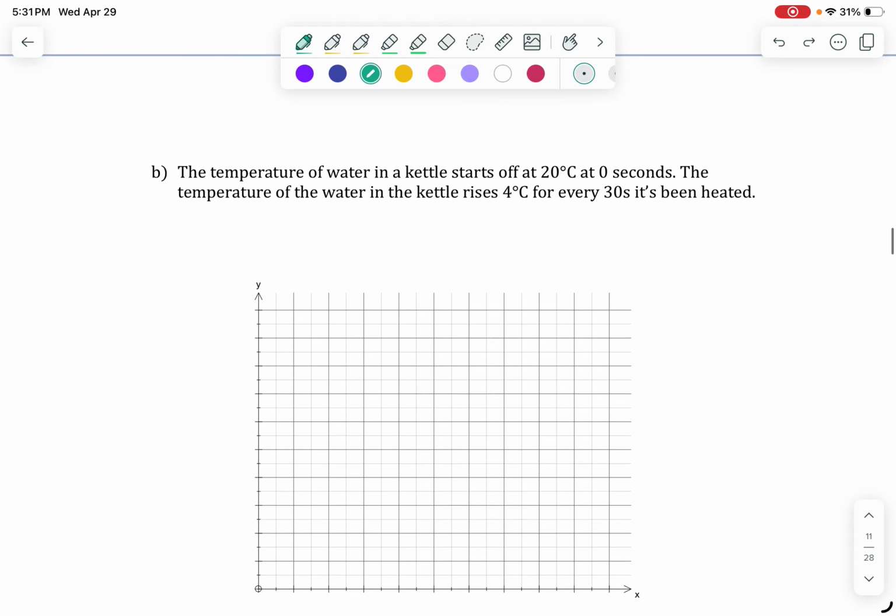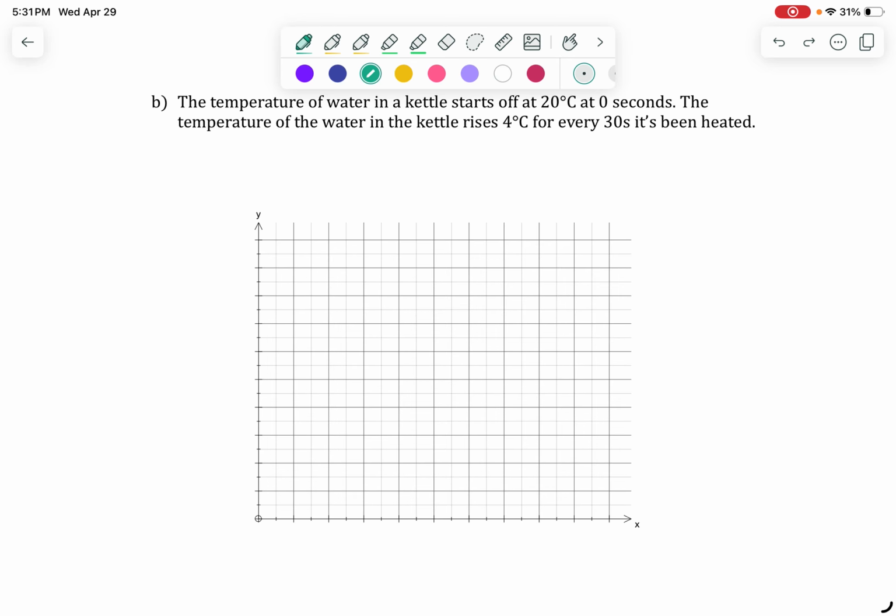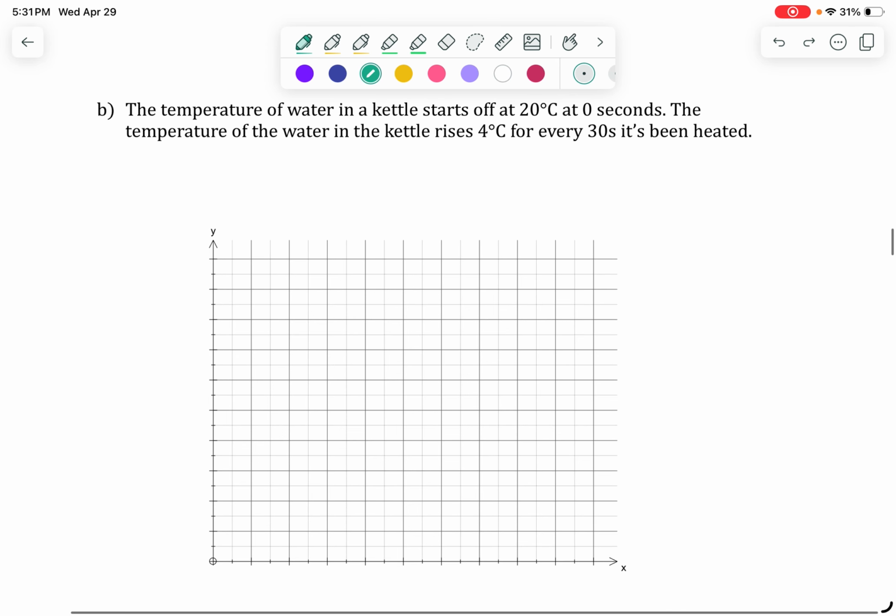Okay, we have one more. We have the temperature of water in a kettle starts off at 20 degrees Celsius at 0 seconds. The temperature of the water in the kettle rises 4 degrees Celsius for every 30 seconds it's been heated. So I'm going to get you to graph this on your own in just a moment, but I do want to point out a couple of things.